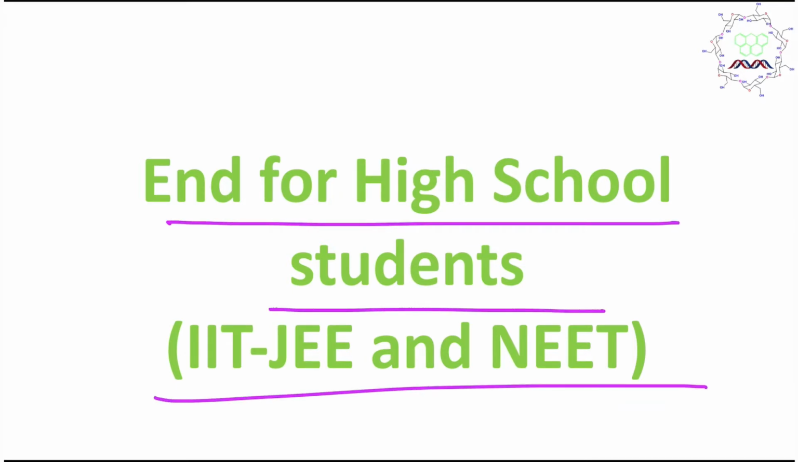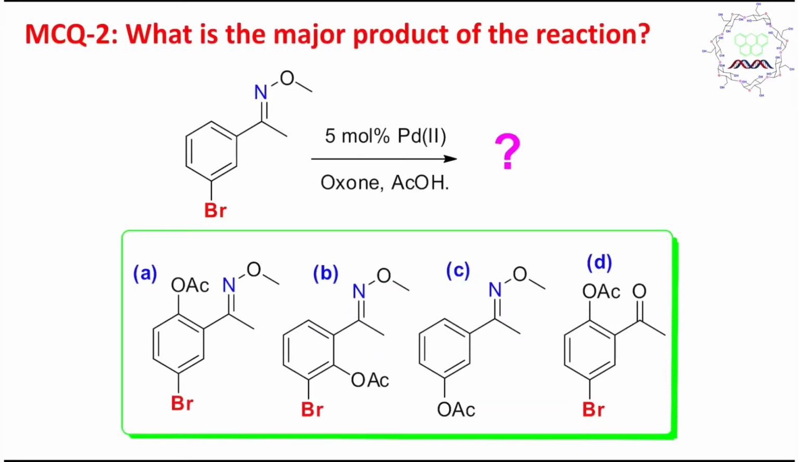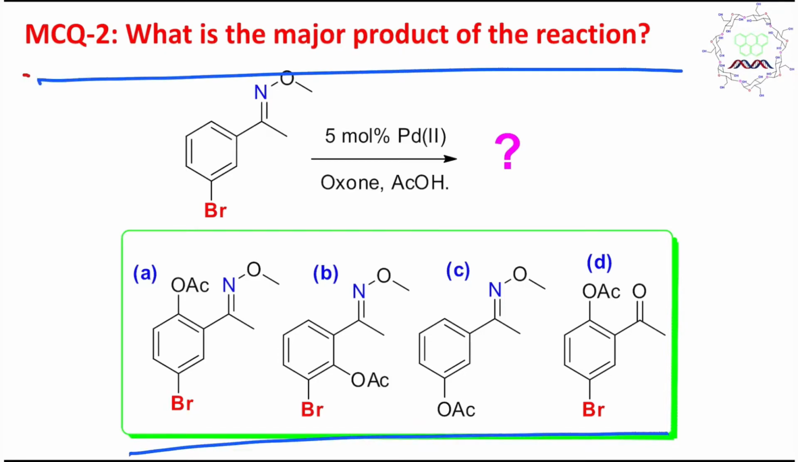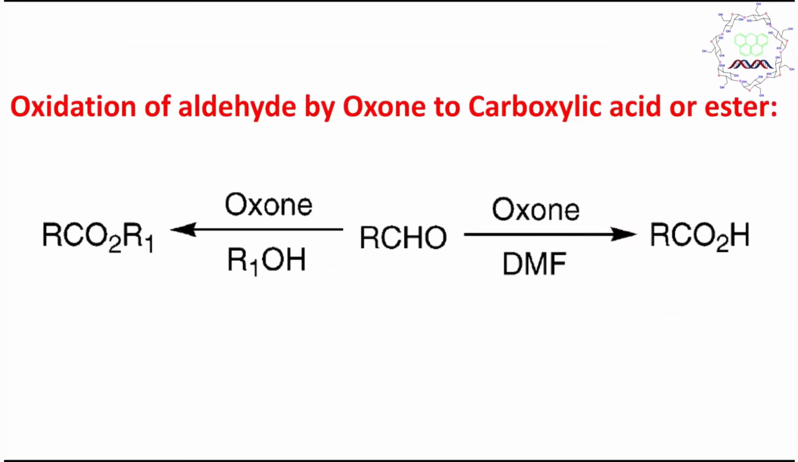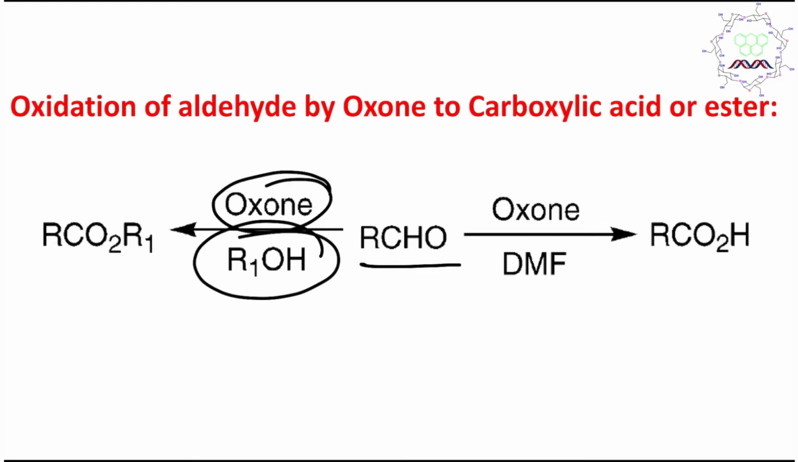Now I shall move on to some higher studies. For that purpose, first one MCQ. What is the major product of this reaction? Four options are provided. I request you to please pause the video and try by yourself, and definitely at the end you will get the right answer. Now let's go. If you look a little closely at the oxidation, the aldehyde in the presence of oxone and alcohol gets oxidized into this ester.